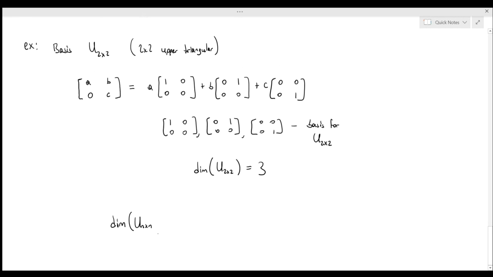If we try to think in general, what would the dimension of the space of all n by n upper triangular matrices be? Do you guys have any idea what that might be? Okay. So let's think about it. Let's look at our example and let's see if we can generalize.